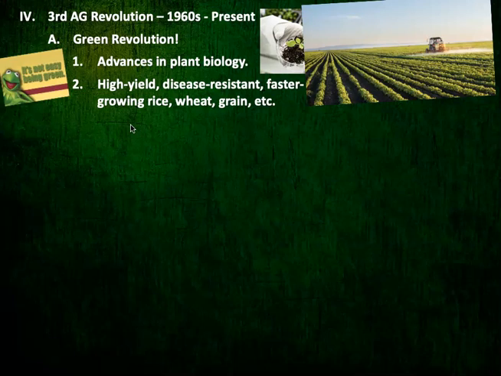And then crops that grow faster. We'll get a little bit deeper into that in a few moments. But some of the big crops that you see there, rice, wheat, grain, historically, these are what feed a lot of people. So they try to figure out how to apply high yield, disease resistance, and ways to get these crops to grow as quickly as possible. All part of the Green Revolution.